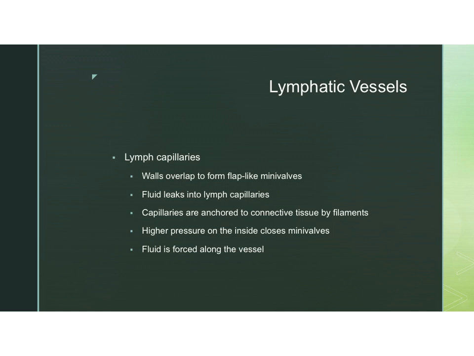So first we'll talk about the lymph capillaries. The lymph capillaries have walls that overlap, and they form flap-like mini valves. And so fluid is allowed to leak into lymph capillaries, so they're not completely watertight, because you do need fluid to filter in. The capillaries are anchored to connective tissue by structures called filaments. And then there's higher pressure on the inside than there is on the outside, and so that pushes those mini valves closed. That pressure helps to hold the valves closed so that fluid doesn't leak out of the lymph capillaries. And then fluid is forced along the vessel.